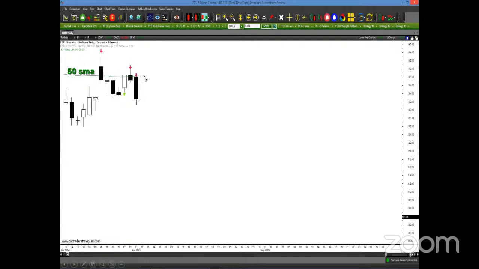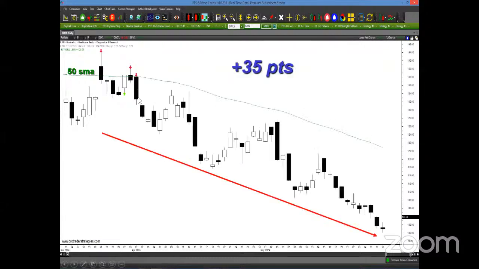But we always tell our students, go with the majority. The majority tells you where it really wants to go. So even though we had 1 bar closing in the top 25%, the majority of these 3 closed in the bottom. And look what happened. The stock fell 35 points.